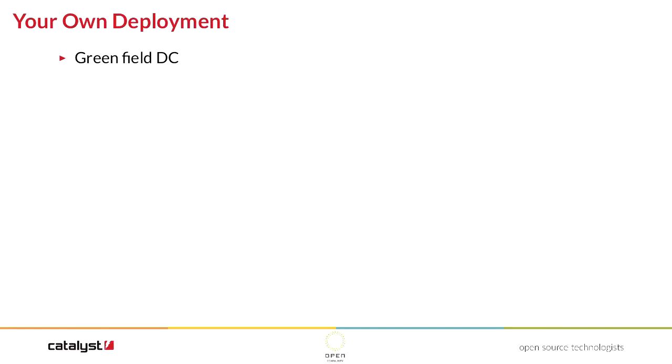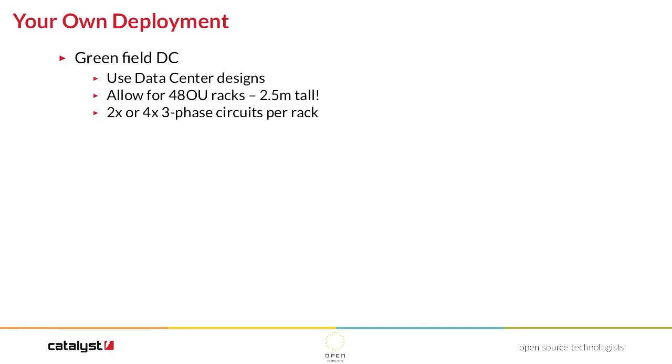So if you want to do your own deployment, what can you do? If you're doing a greenfield data center, then it's quite easy. You can use the data center designs. You should allow for some 48 OU racks. They're 2.5 meters tall. That's pretty chunky. Make sure you run suitable circuits to them. Consider that the data center designs also talk about things like airflow, how you should do the cooling, and manage all of those kinds of aspects. So there's some quite comprehensive information there.